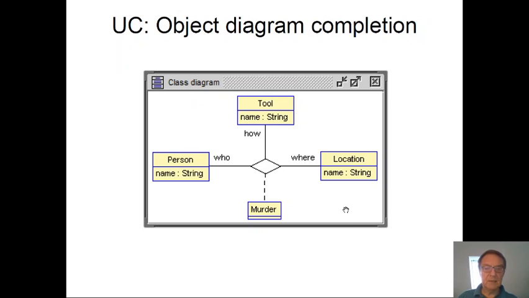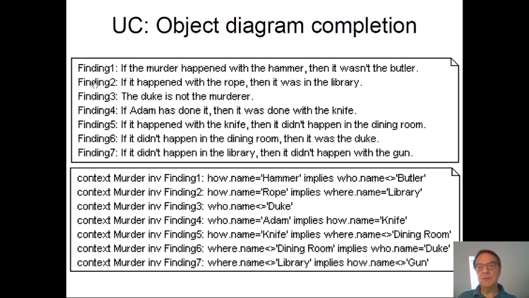Each class here has an identifying, string valued attribute name, which identifies the person, the tool, or the location. And now consider the following situation. You come to a castle and you see that there are 7 findings available, and the findings are written on pieces of paper, and you read now these findings.